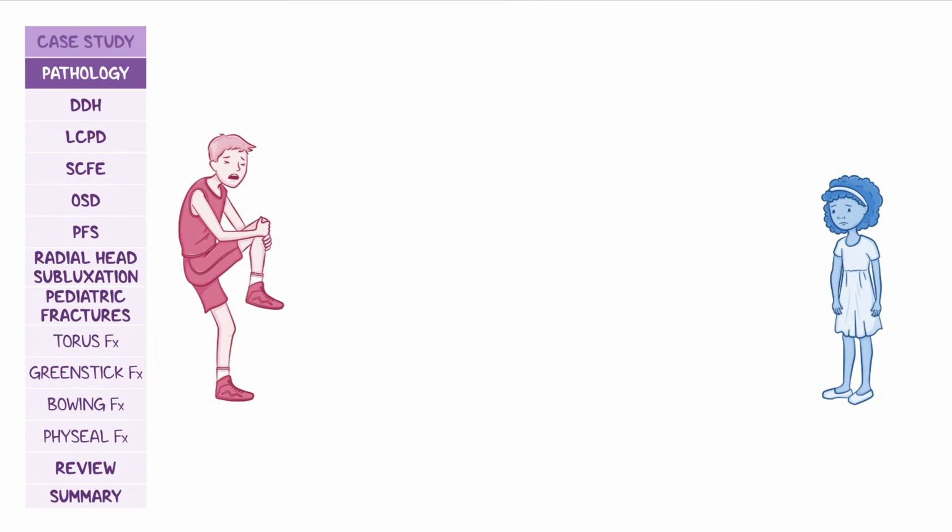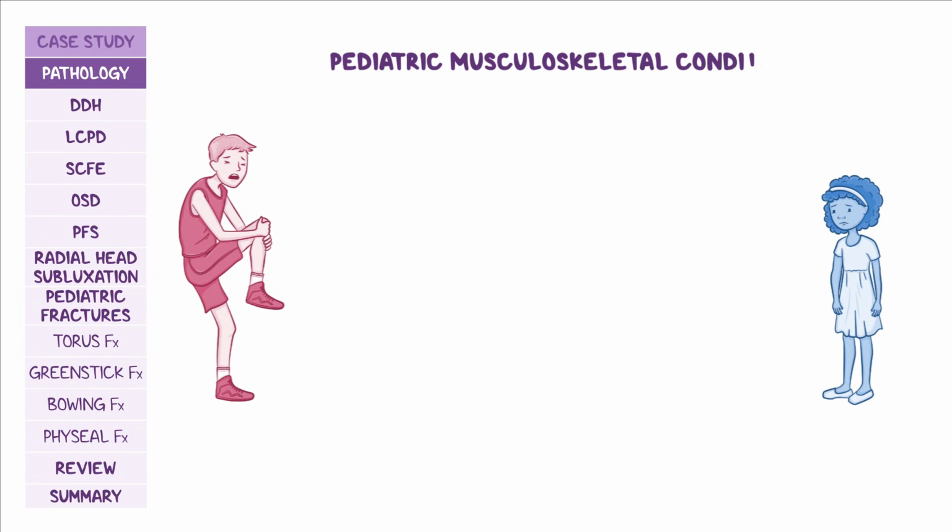Okay. Both Lucas and Sophia seem to have some form of a pediatric musculoskeletal condition, meaning a condition that commonly affects the muscles, bones, or cartilage of individuals younger than 18 years.